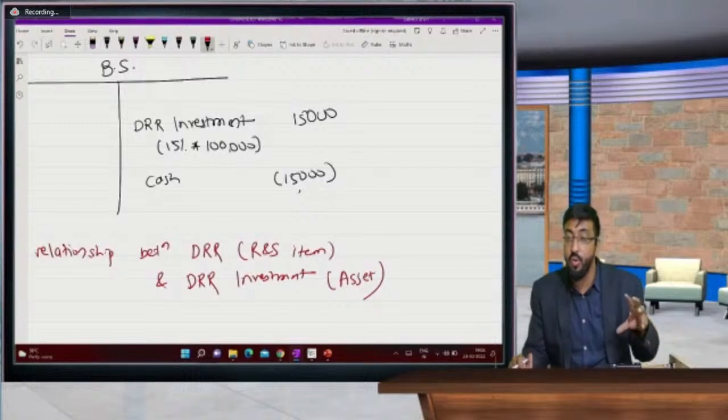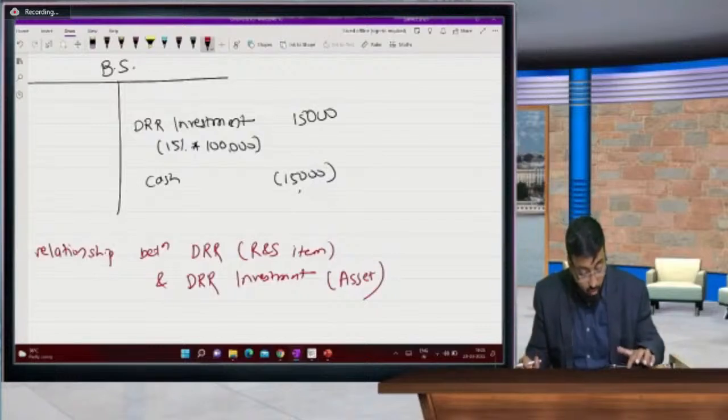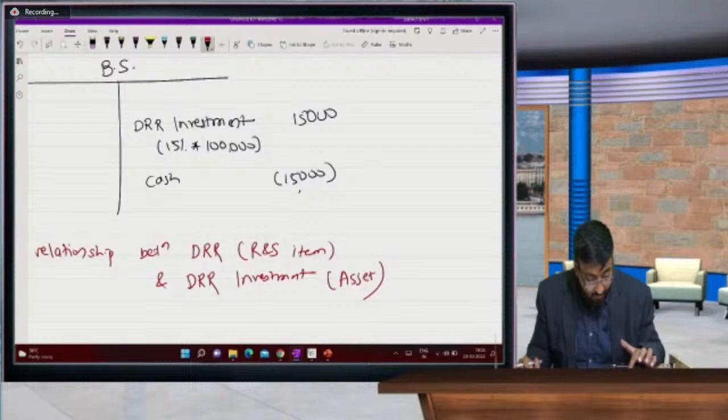So only blocking of profits is not allowed. At the same time, you have to invest somewhere. And where you have to invest, it is given in the act. So accrual concept, DRR investment, ये आपका DRR asset side नहीं आएगा बेटा.